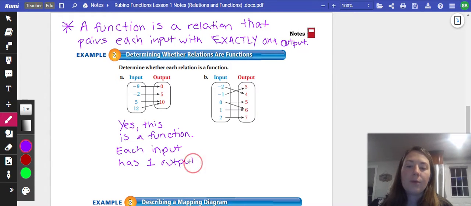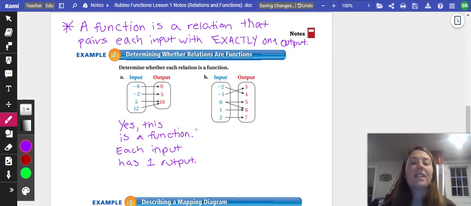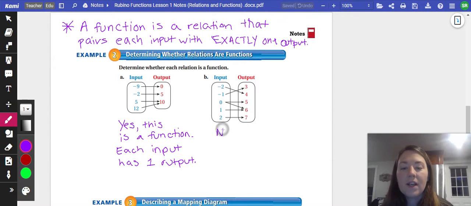Now let's look at example B. We have this list of inputs here. Let's check to see if each of these inputs has one output. So we have -2 has one output of 4, -1 has one output of 3, 0 has two outputs. 0 has an output of 5 and an output of 6. So we can stop there. Because that has two outputs, we know that no, not a function.